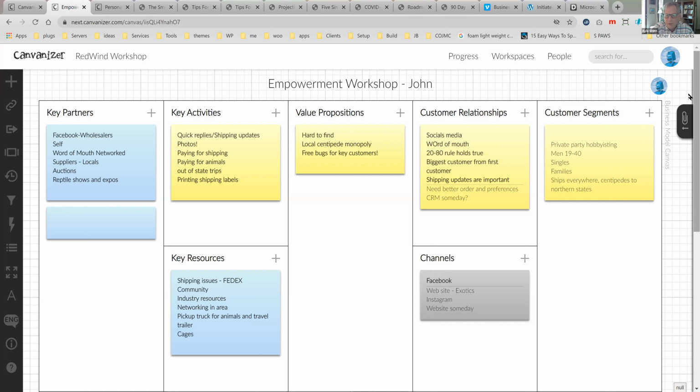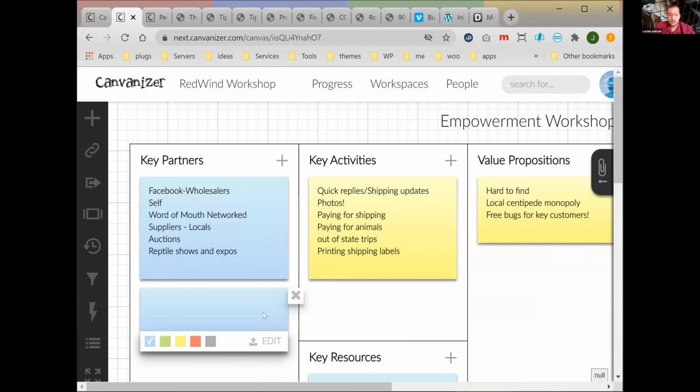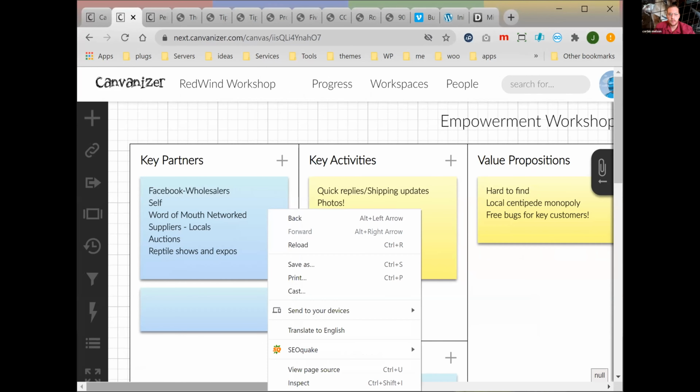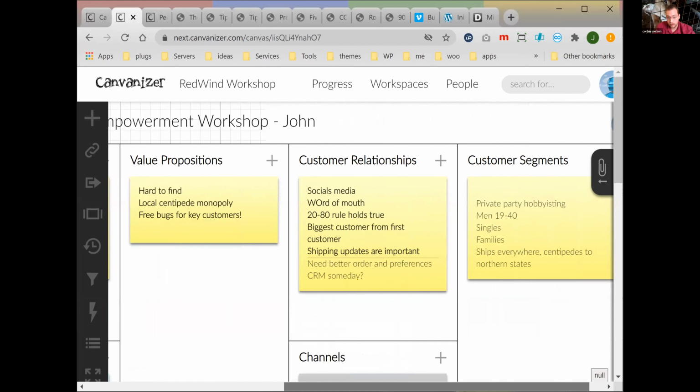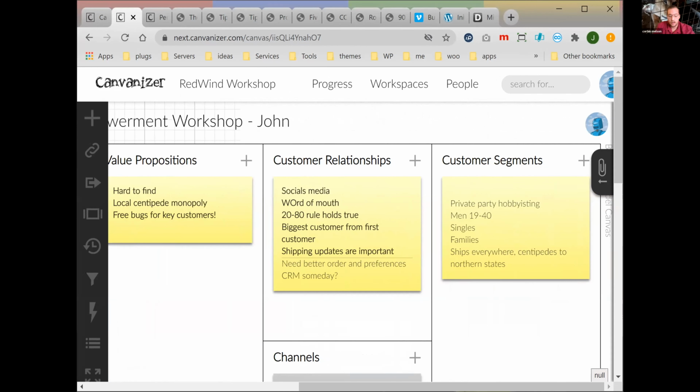Oh, keep going. Who's your customers then? Who are you targeting? My customers are mainly young men, 19 to 40. That's who I see a lot of my online business through. Singles, families. Honestly, everyone is into pets. There's not really a specific demographic, but online, mostly men. At the reptile expos, a lot of kids. So I guess families, they bring their families up and talk to them. So I mean, it's really a market that everyone is into.